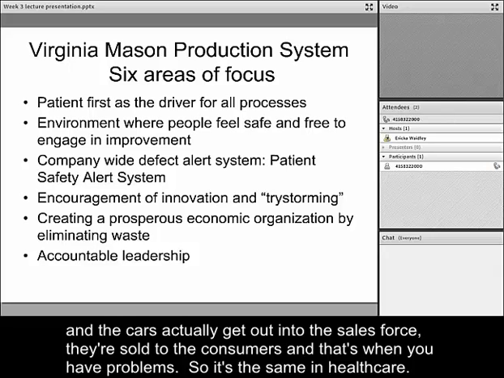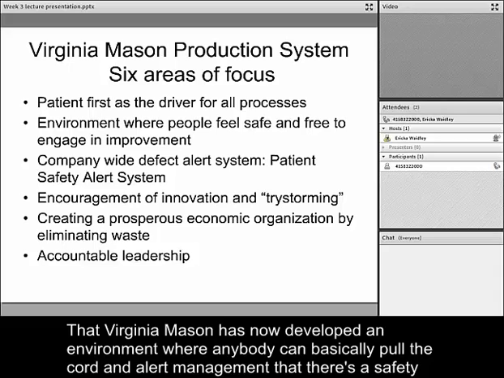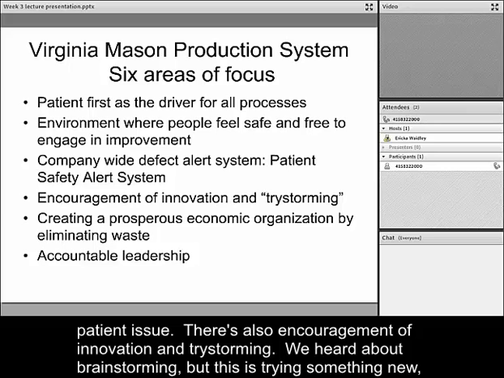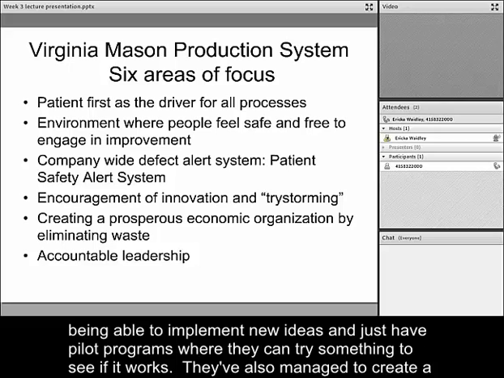So it's the same in healthcare. Virginia Mason has now developed an environment where anybody can basically pull the cord and alert management that there's a patient safety issue. There's also encouragement of innovation and try-storming. We've heard about brainstorming, but this is trying something new, being able to implement new ideas and have pilot programs where they can try something to see if it works.